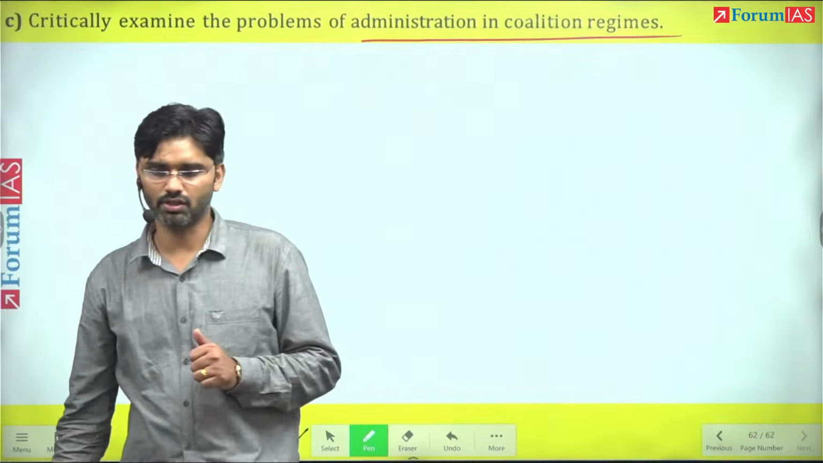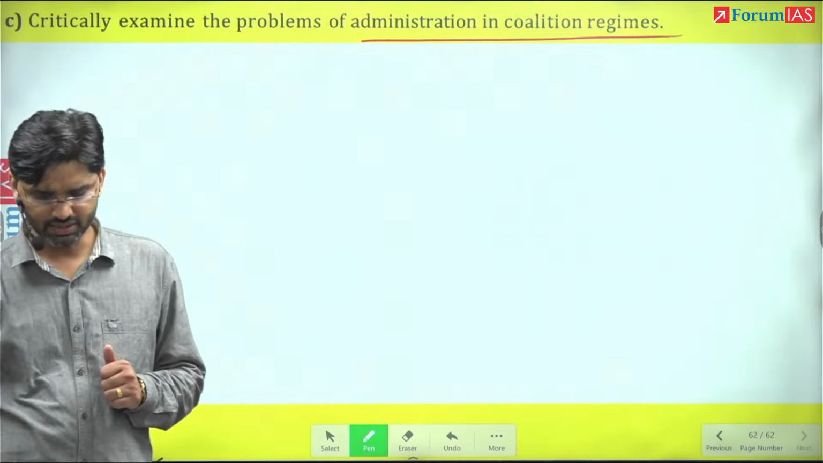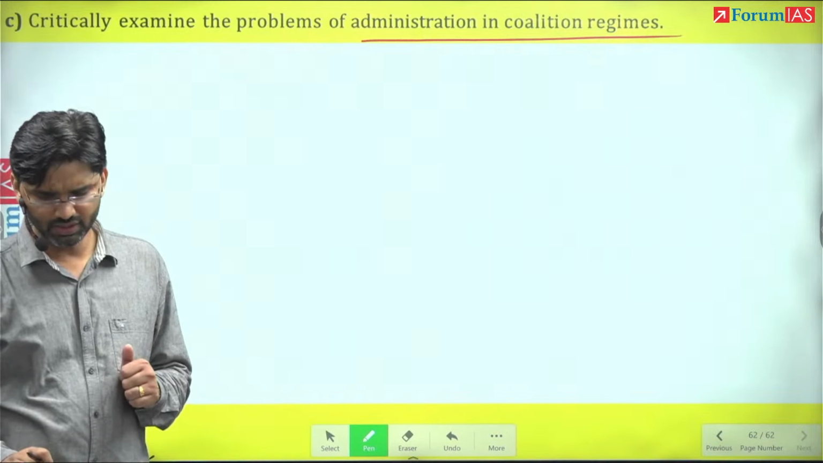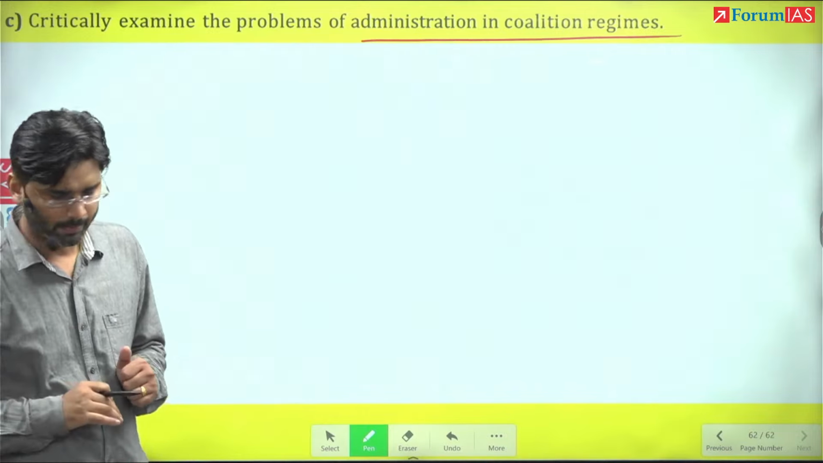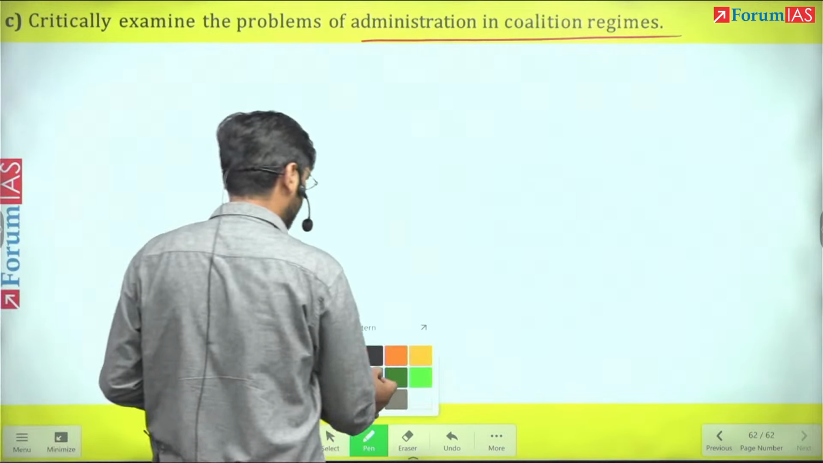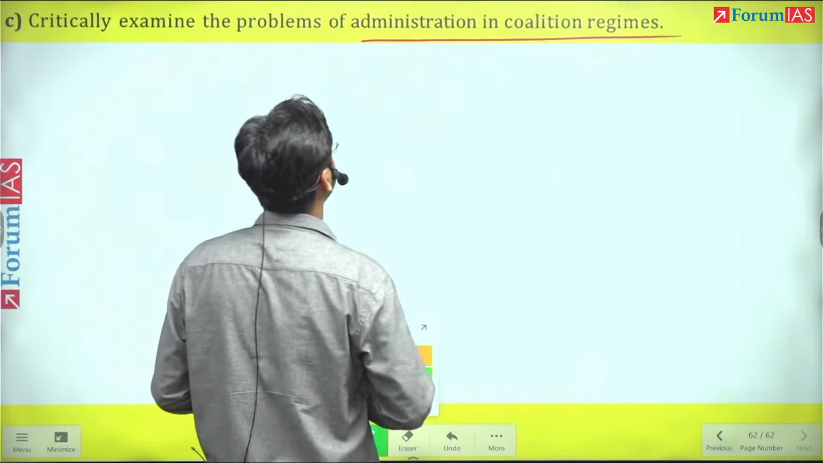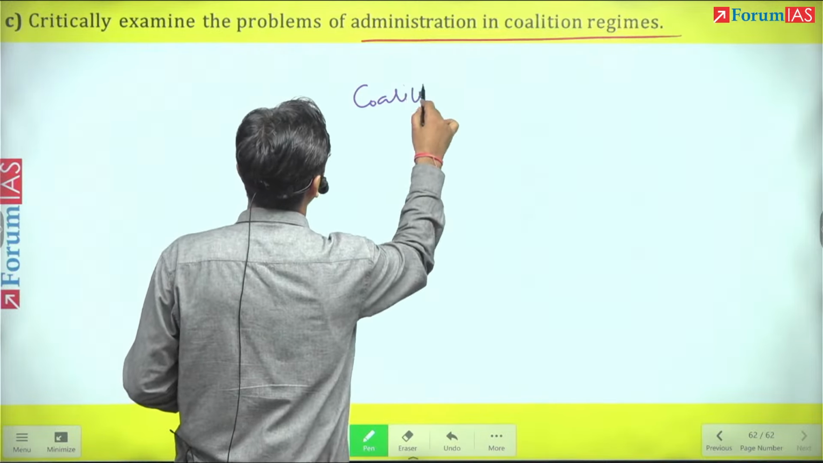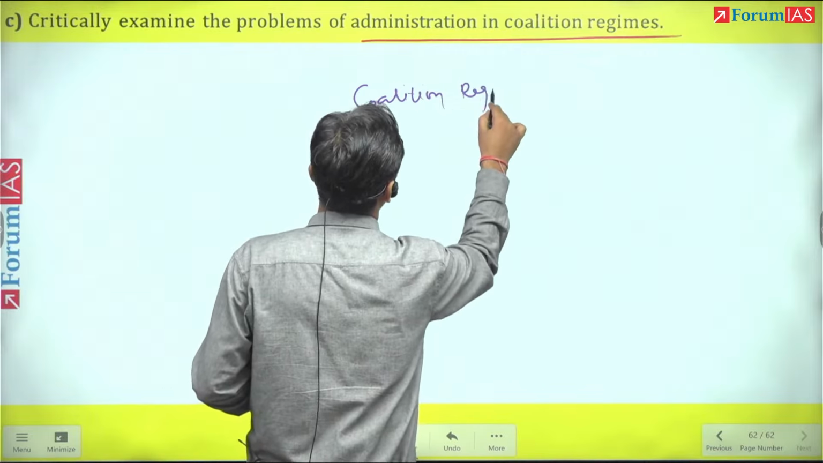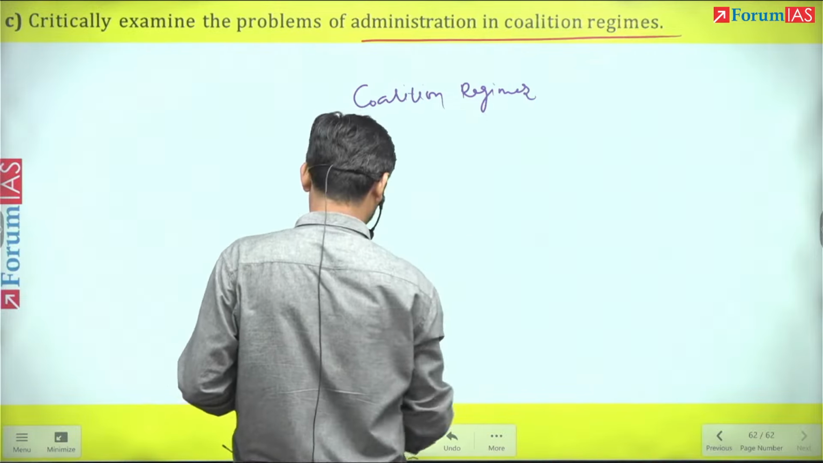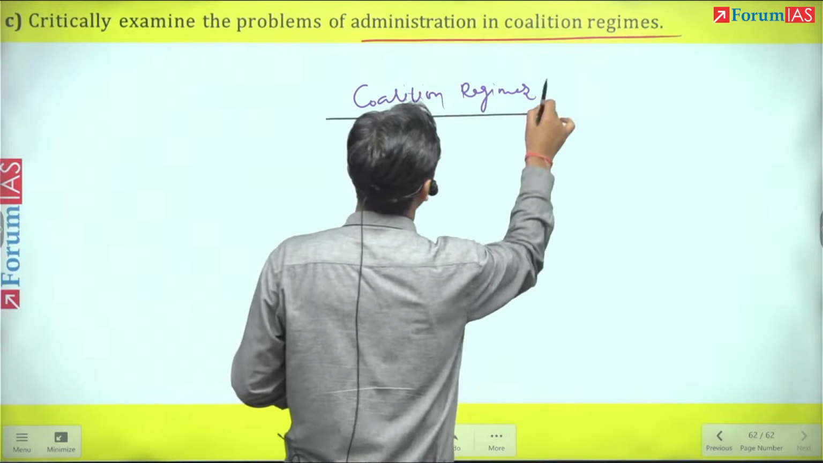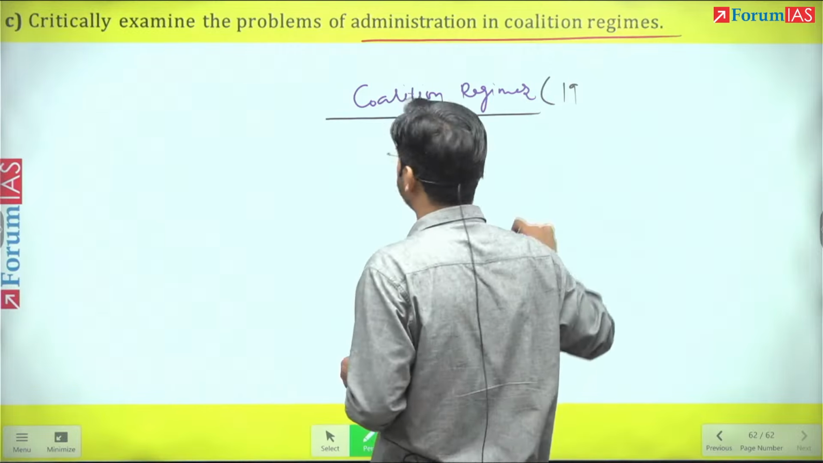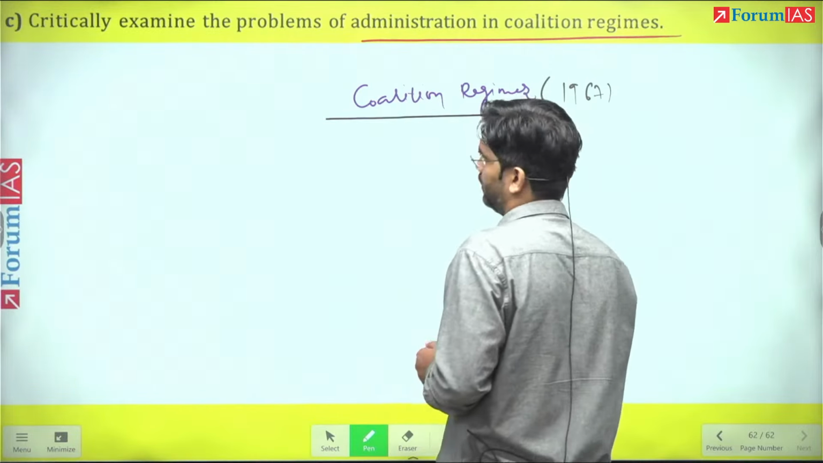Then come to the question: critically examine the problems of administration in coalition regimes. Very good question, often a very neglected topic when it comes to public administration or public policy. See what happens in coalition regimes. For example, it started in India right from 1967.